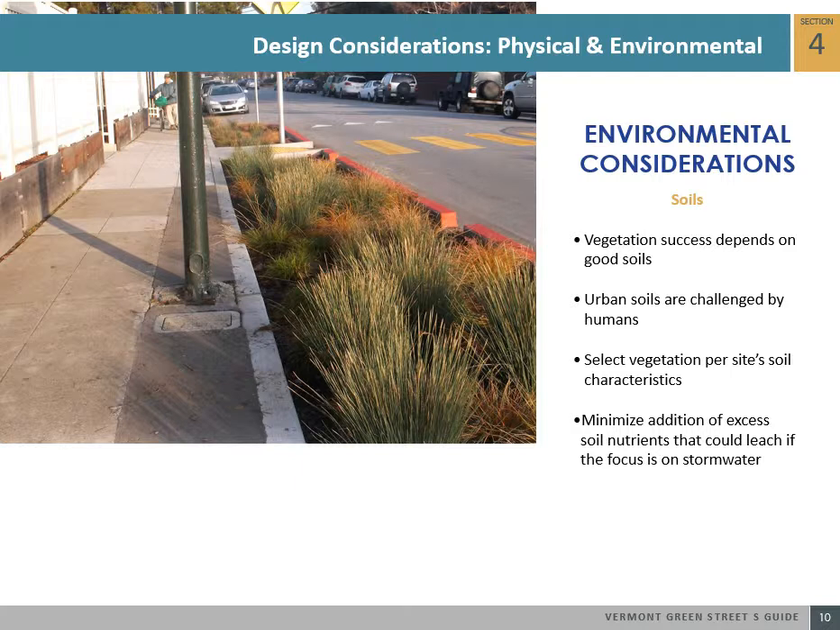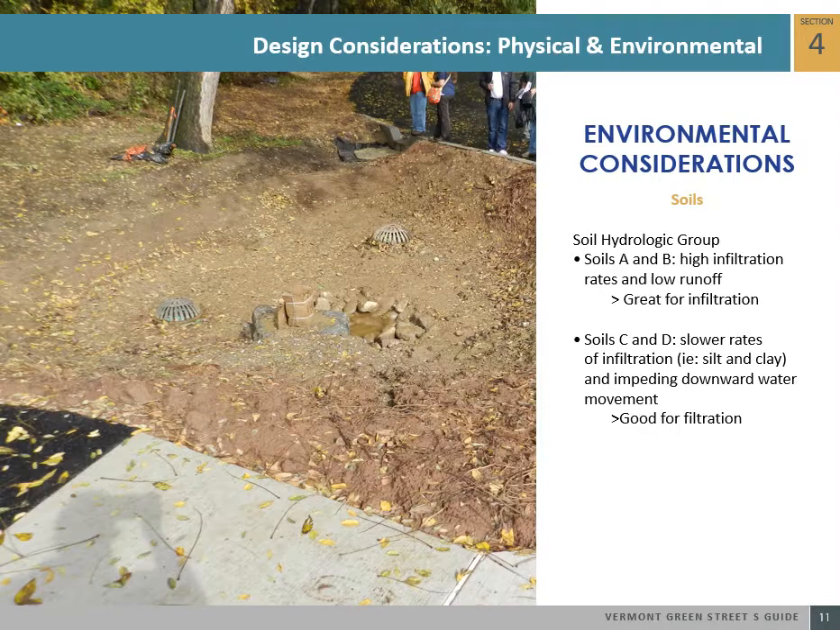In locations where soils are contaminated with pollutants, are excessively wet, or exhibit slow infiltration rates, green infrastructure selection should reflect the challenge. With regards to soil, it's also important to consider the soil's hydrologic group. Soils are classified by hydrologic group based on how readily they infiltrate water. Soil hydrologic groups A or B denote high infiltration rates and low runoff potential.